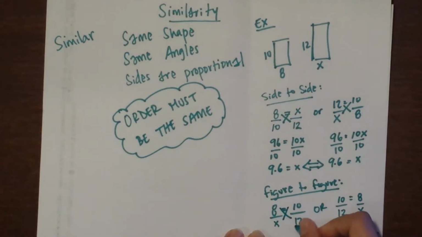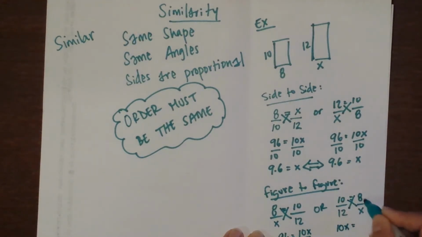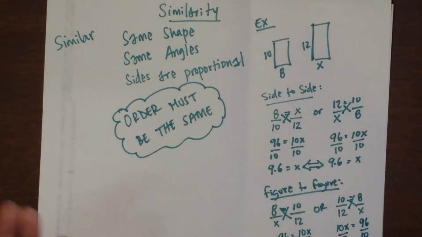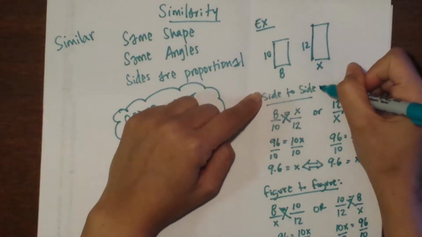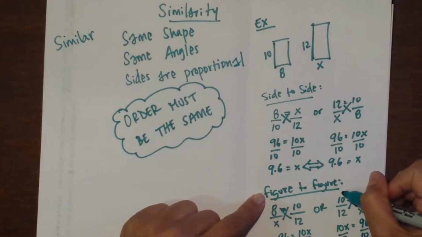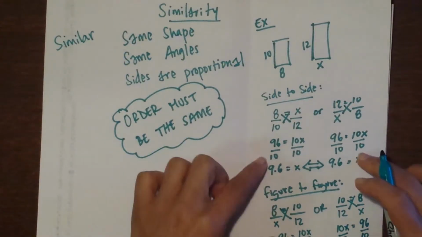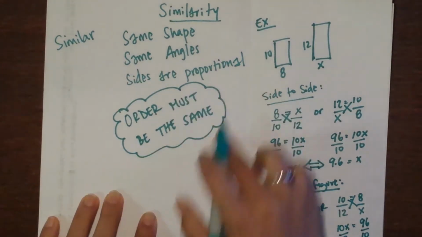So cross multiply. 12 times 8 is 96 equals X times 10 is 10X. Divide by 10. X equals 9.6. Same thing here. Cross multiply. X times 10 is 10X equals 12 times 8 is 96. Divide by 10. X equals 9.6. Again, it does not matter which method you pick, whether you're comparing from side to side or figure to figure. You're still going to get the same answer if your order is the same.